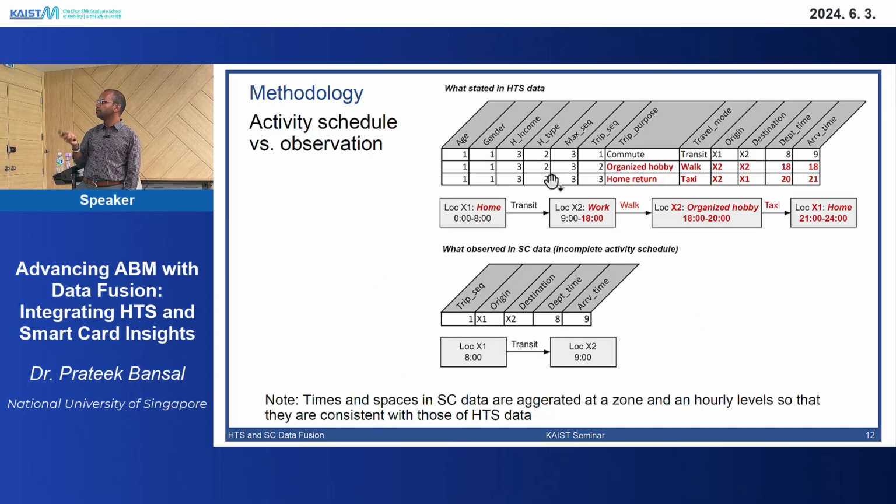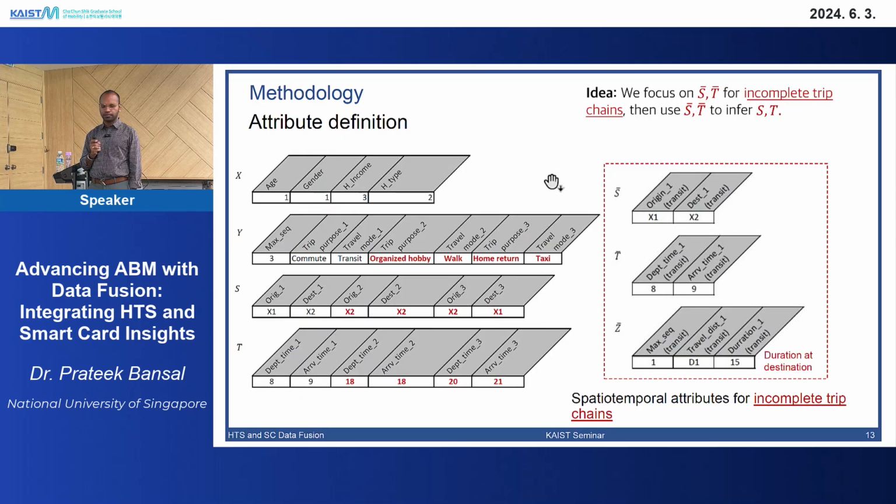Because what we observe in the smart card data, if this is a whole trip by a transit rider, is only this part of the trip: location x1, location x2, and the timestamps. This is all we observe in the transit data. So we don't observe all the S's and all the T's, we don't observe all the X's. We only observe this information from the transit data.